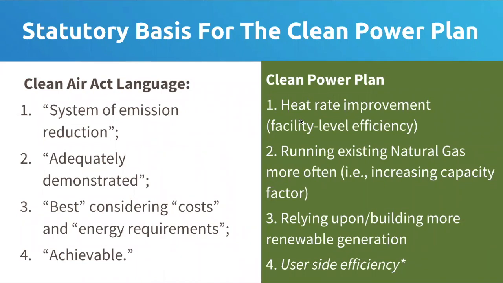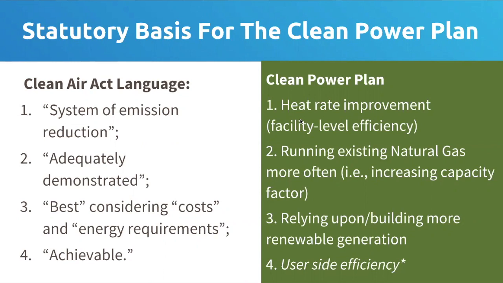And the third is relying upon or building more renewable energy generation. So this is like switching to natural gas generation, except you're switching from coal generation to renewable energy generation. This last building block is user side efficiency. And I put a little star here because it wasn't included in the final plan. It was part of the initial proposal, but almost everybody thought that user side efficiency would fall to an ultra vires challenge. That is, it is beyond the EPA's Clean Air Act authority to incentivize or require user side efficiency.